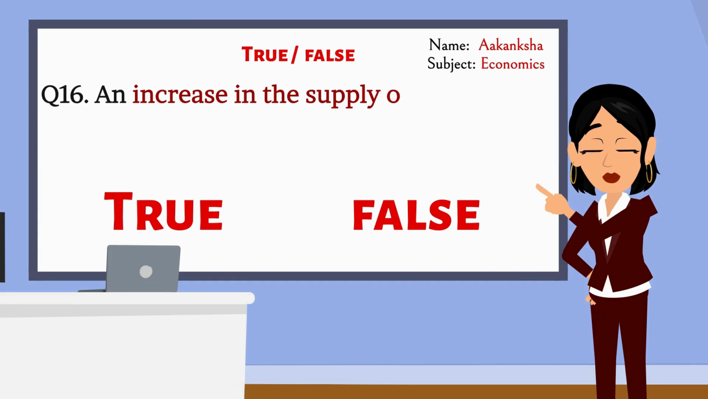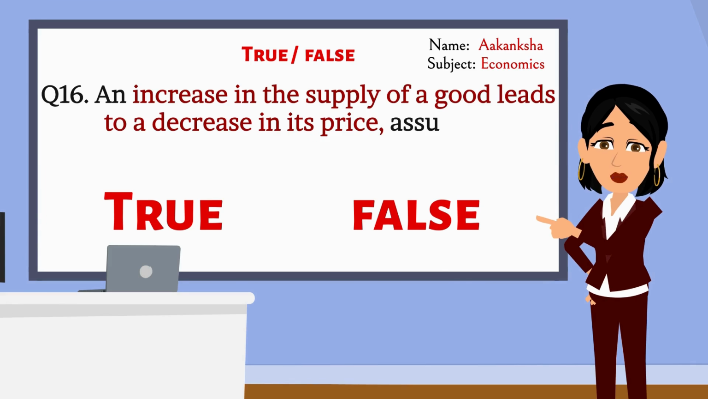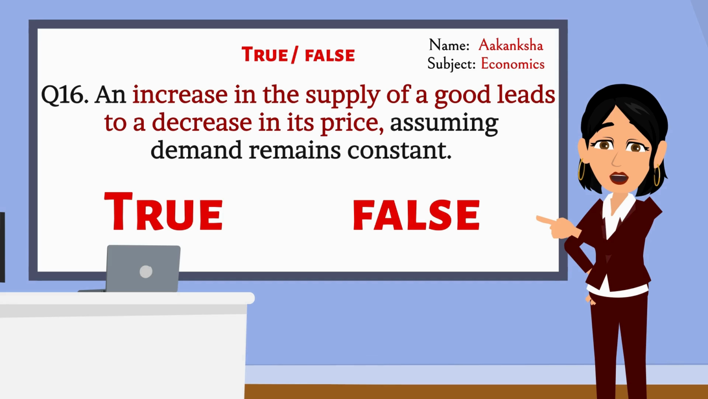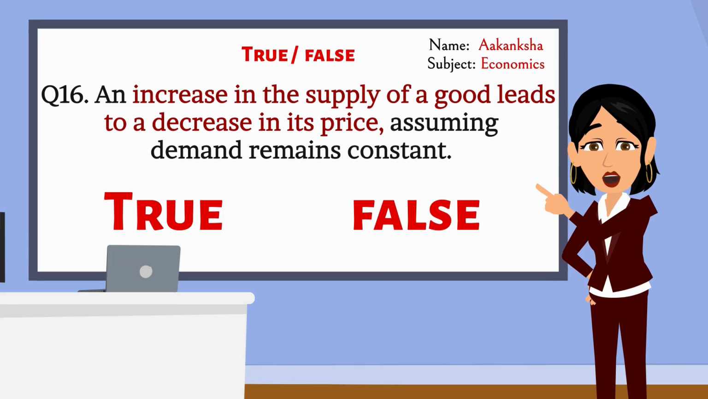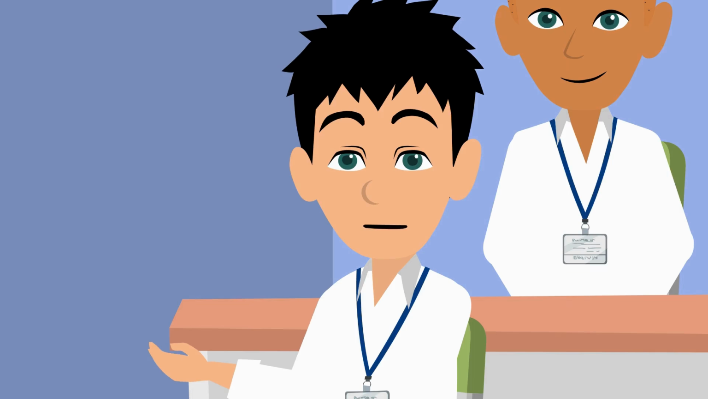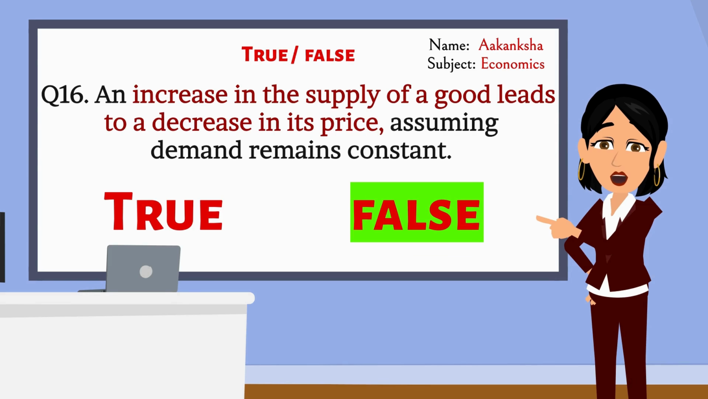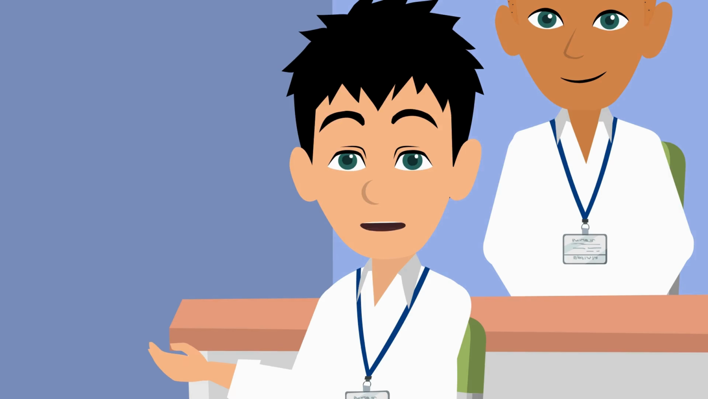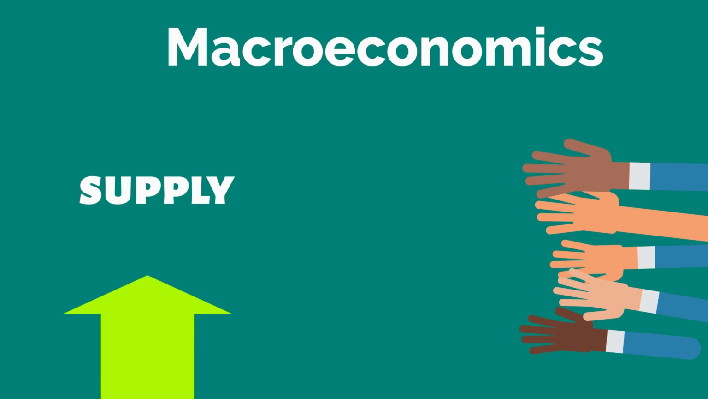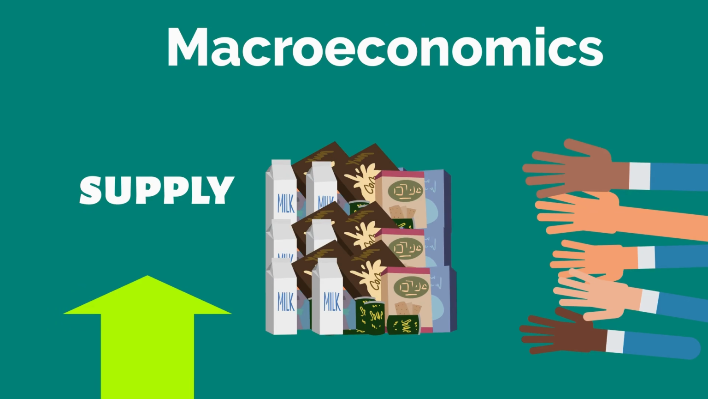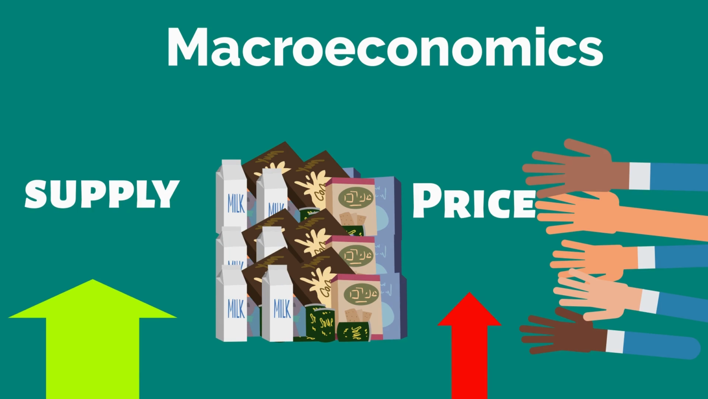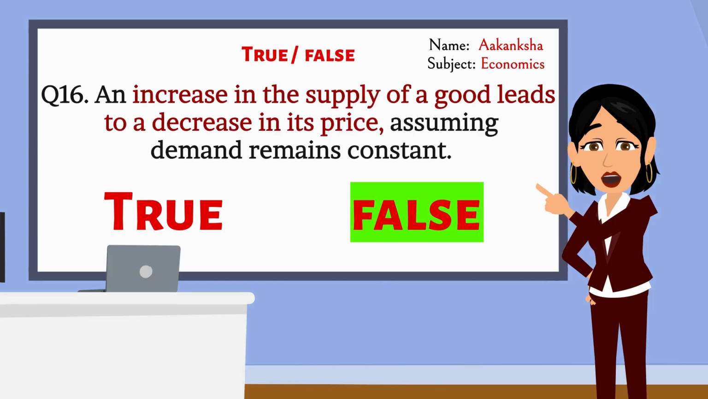Question 16. An increase in the supply of a good leads to a decrease in its price, assuming demand remains constant. True or false? It's a true statement. Correct, Nishant. Can you explain why? When supply increases but demand doesn't change, there's more of the good available, so prices drop to clear the excess supply. Excellent reasoning. Moving on to the next question.